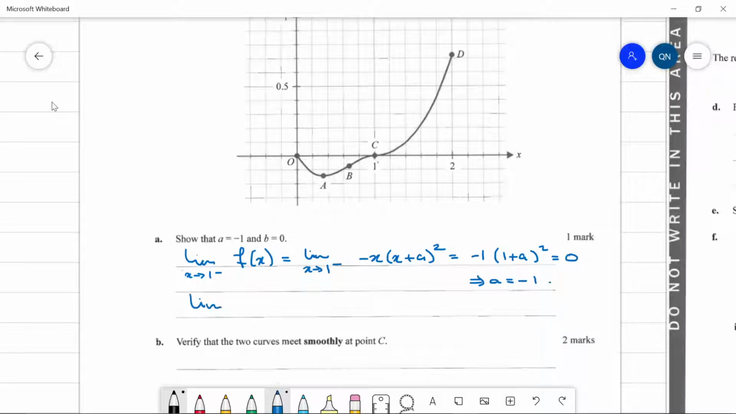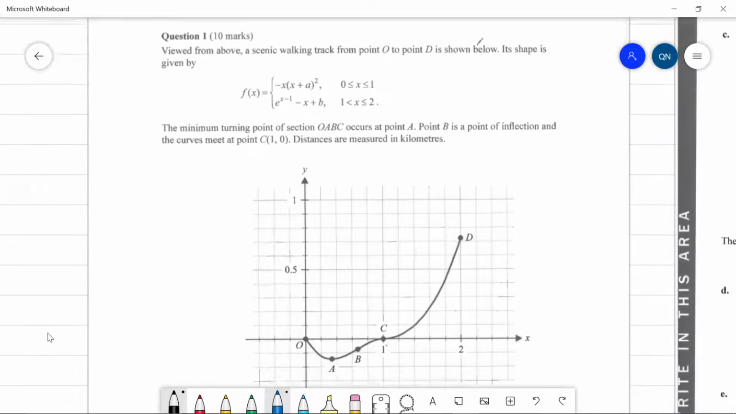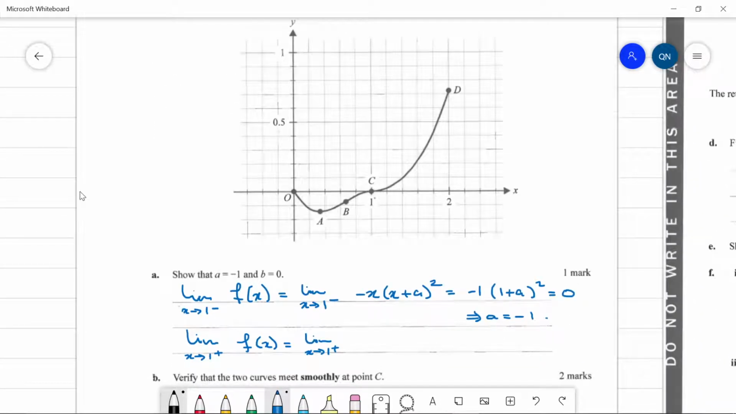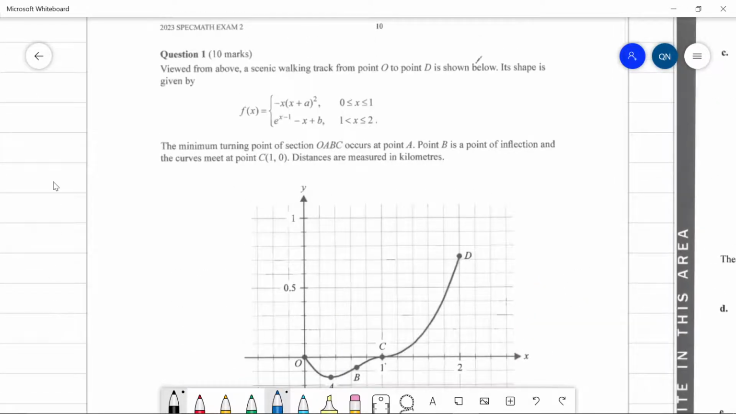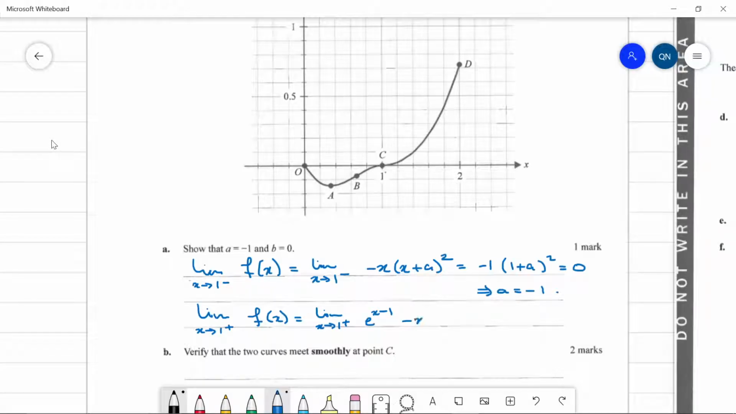And we can do the limit on the other side, so the limit as x approaches 1 from the positive side of f of x. This is equal to the limit as x approaches 1 from the positive side of e to the x minus 1, minus x, plus b. Applying the limits, we get 1 minus 1 plus b. We want this to be equal to 0, so this tells us that b equals 0. So we have the two values there, which is quite nice.